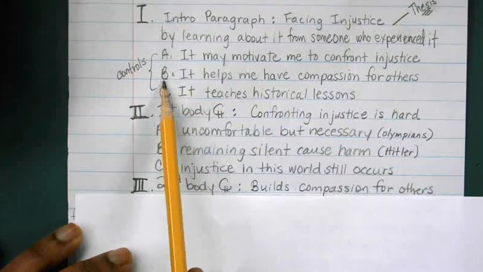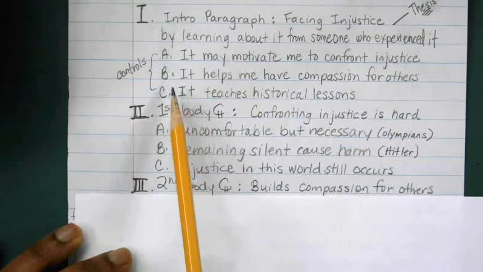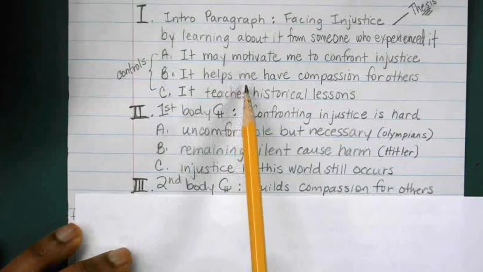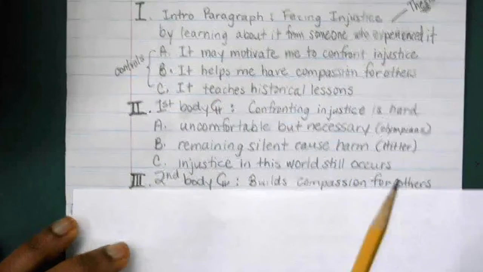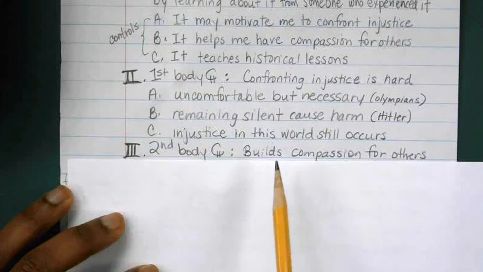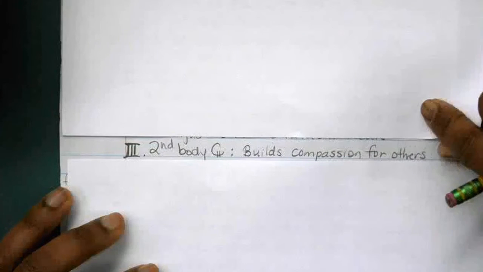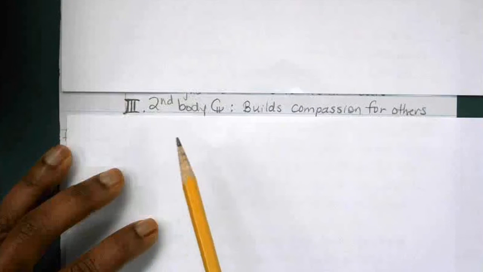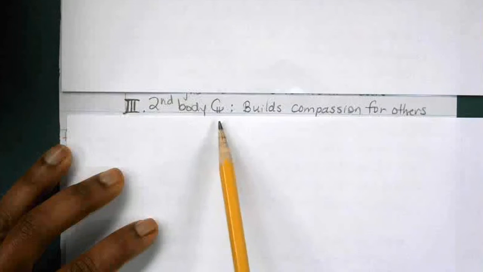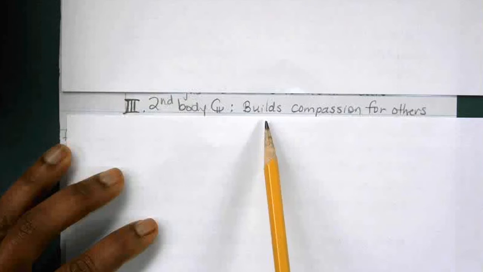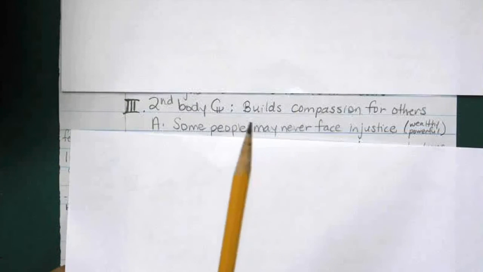Okay, so here's Roman numeral 3. You can see that I've taken B and I've placed it right down here at Roman numeral 3. Roman numeral 3 is all about how learning about injustice will help me have compassion for others. So I'm going to start this paragraph out by, and I'm just going to cover this up so it doesn't distract you, I'm going to start Roman numeral 3, the second body paragraph, talking about how it is important to have compassion for others.